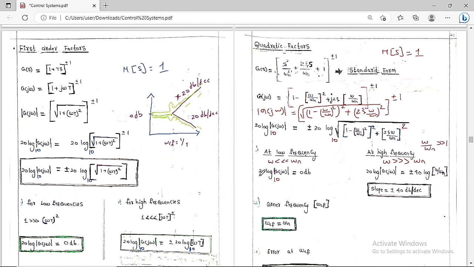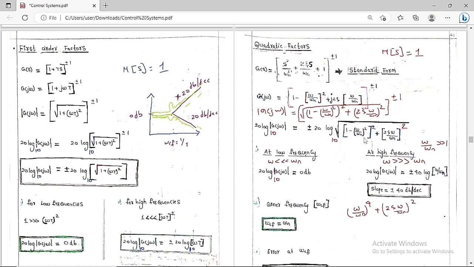Then what are you going to do? Then this one we are going to neglect, right? This one we are going to neglect. Then if you simplify, what we are going to get is omega by omega n to the power of 4, and here 2 zeta omega by omega n whole square.